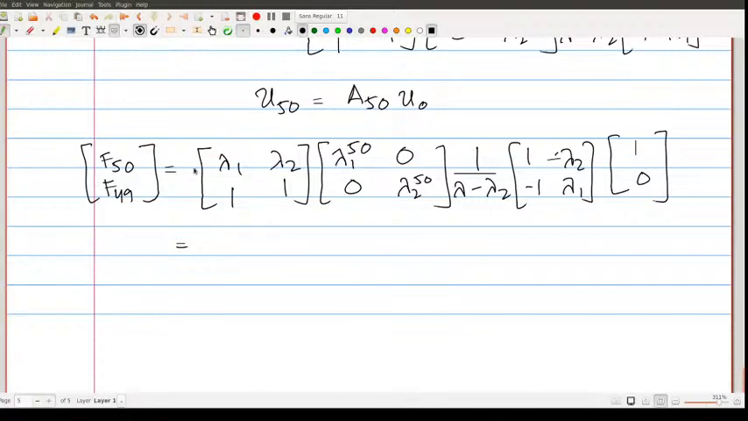So all we need to do is find the first row of this entry, right? So F50 will be given by, let's try to multiply this perhaps. So what do we get when we multiply this? I get lambda 1 to the power 51. I think I've made a small mistake of putting the signs incorrectly. So U100 should be, no, this is fine. U100 is equal to A to the 100.